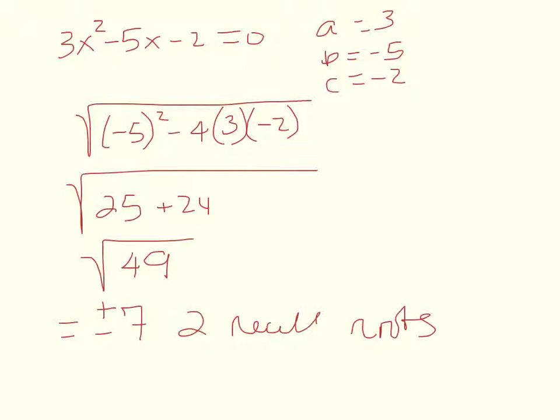All right, let's try another one. Let's try 2x squared plus 6x plus 7. Okay, now you may notice in the first example I put everything under the square root sign. Well, I actually did not need to do that. I need to do b squared minus 4ac. So let's try it again the right way.